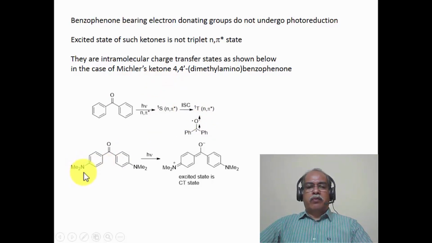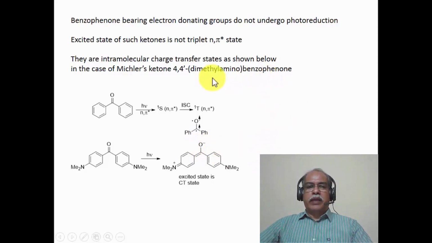Similarly, in the case of 4,4'-dimethylamino benzophenone, which is known as Michler's ketone, this particular structure is what is referred to as Michler's ketone. This, upon photoexcitation, actually undergoes an intramolecular electron transfer. So the excited state is actually a charge transfer state like this, and this is not capable of abstracting a hydrogen atom from a hydrogen donor.